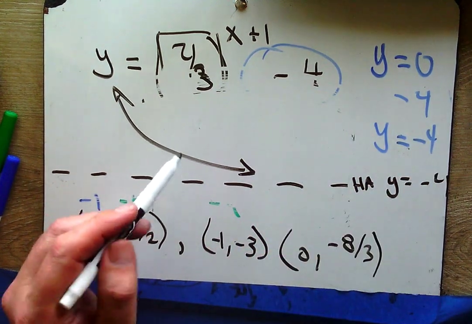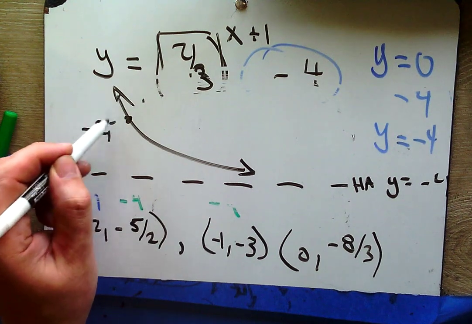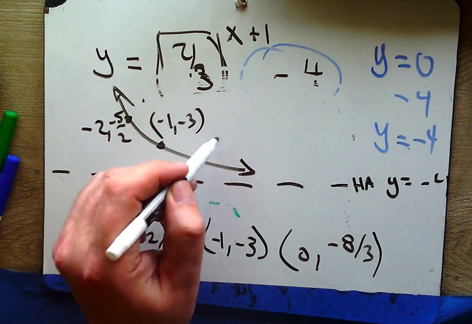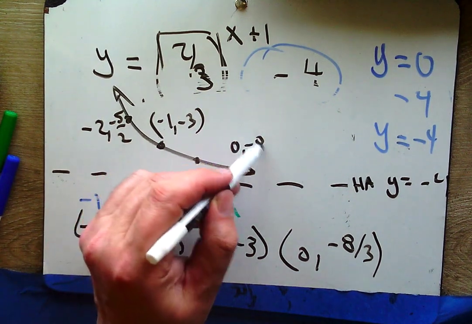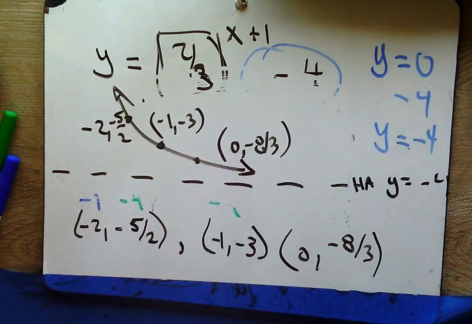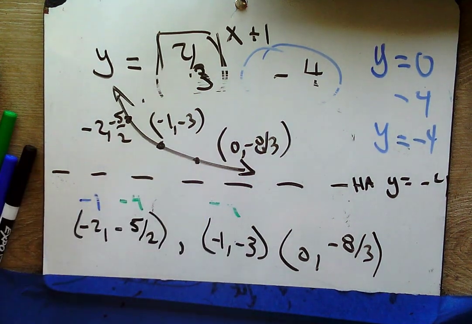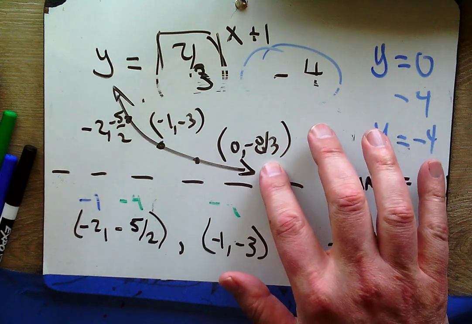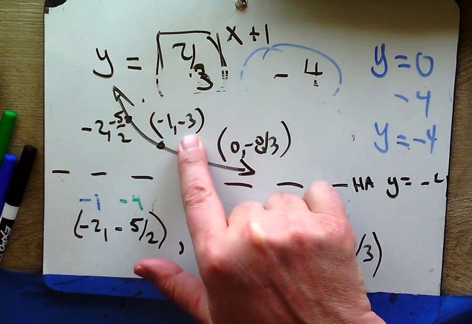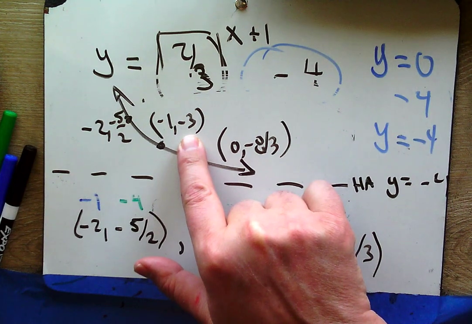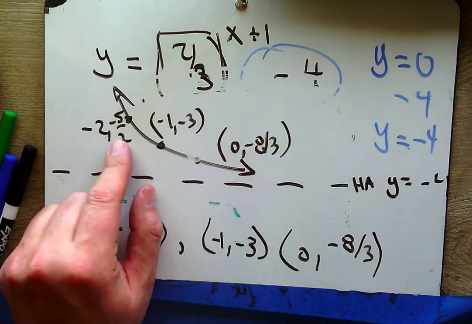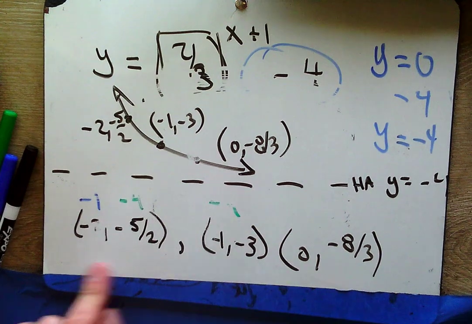And over here, we've got some points. Negative 2, negative 5 halves, negative 1, negative 3, and 0, negative 8 thirds. Okay. Does that make sense in the context of the problem? I think so. Well, wait a second. Shouldn't that be 9 thirds? Huh. I think I made a mistake in one of these.